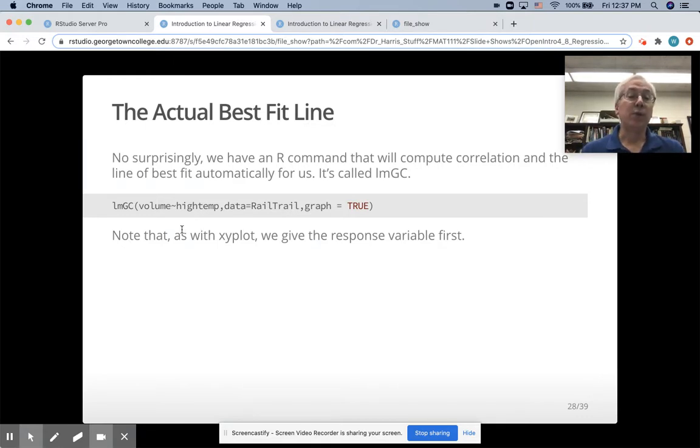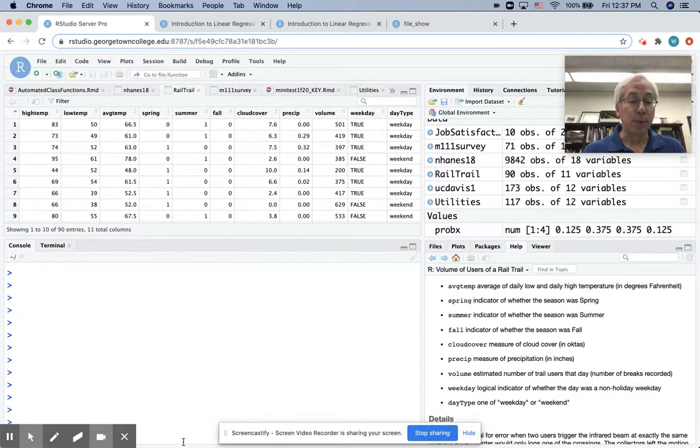And we don't have to give it too much. We give it our two variables. Again, it's going to be response tilde explanatory. We tell it what the data set is, and then we use graph equals true. So let me go ahead and enter this into our studio for us. And we'll see that we do get a lot of output here.